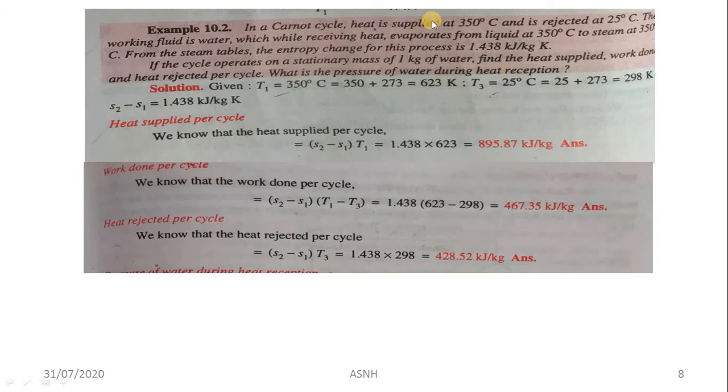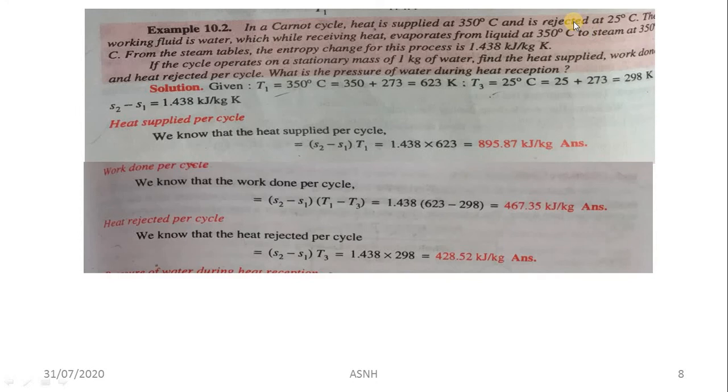In that, they mention the heat is supplied at 350 degree centigrade. Means for that particular boiler pressure, the temperature is around 350 degree centigrade. So I noted that T1 is equal to 350 degree centigrade. After that, I just convert that temperature to Kelvin by adding 273.